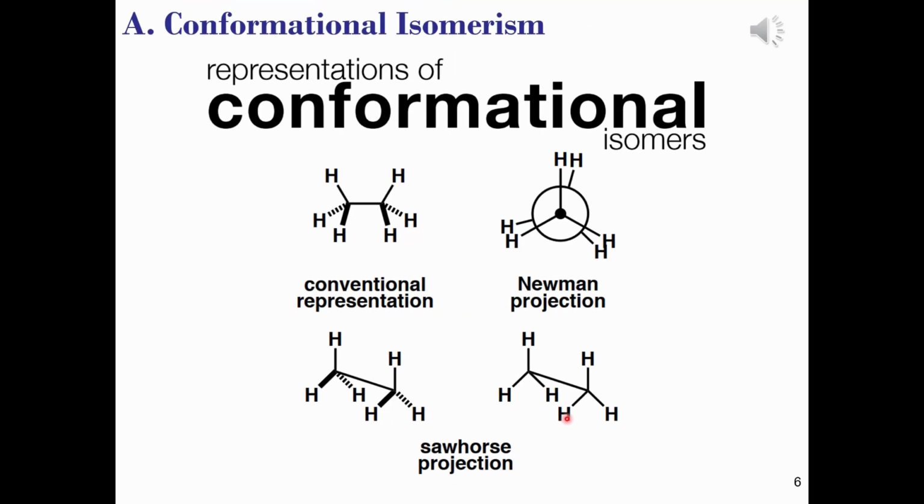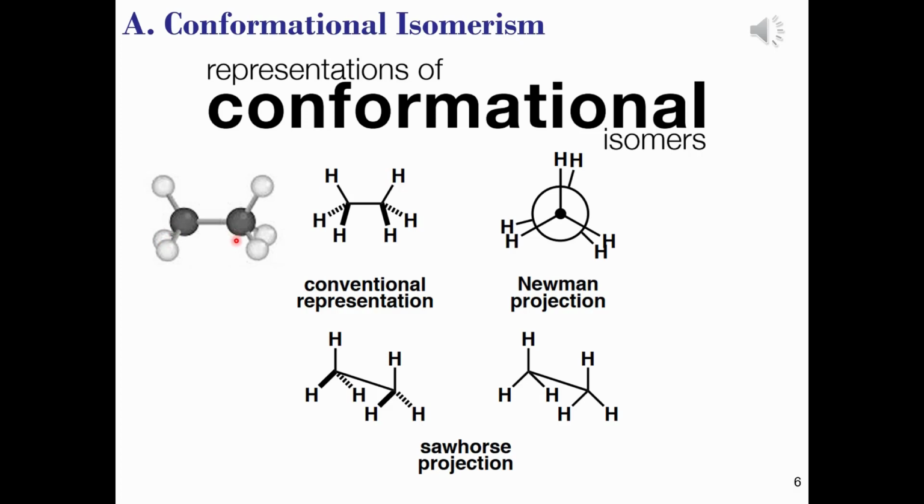Here are 3 different representations of a conformational isomer or a rotamer of ethane. The first is a conventional representation in that we're looking at a side-on view of the carbon-carbon bond. 2 of the hydrogens are within the plane of your screen. 2 of the hydrogens, as indicated by the solid wedge, are coming out of your screen, and 2 of the hydrogens are going into the screen away from us.